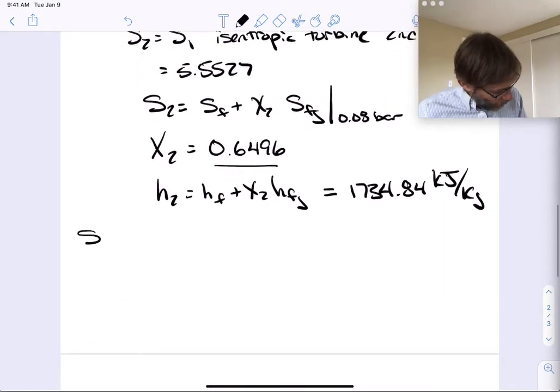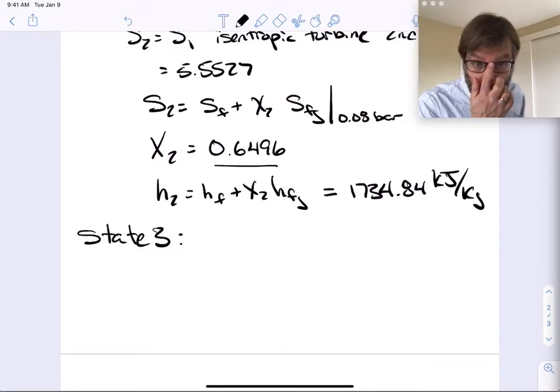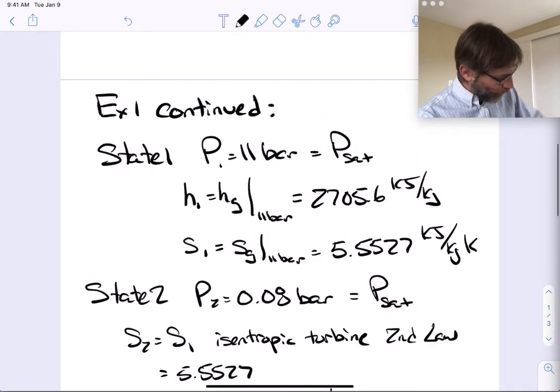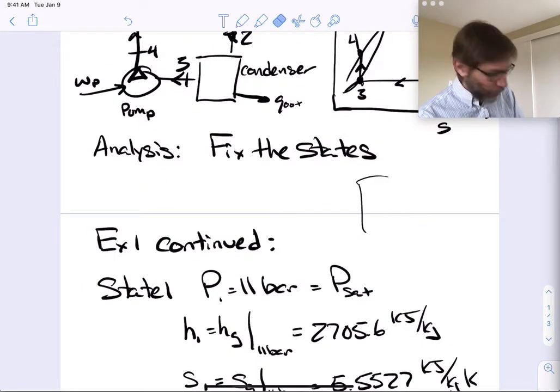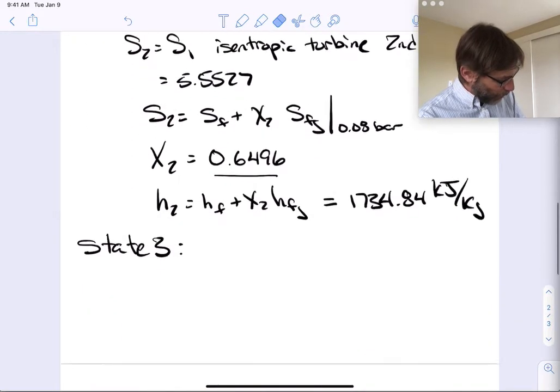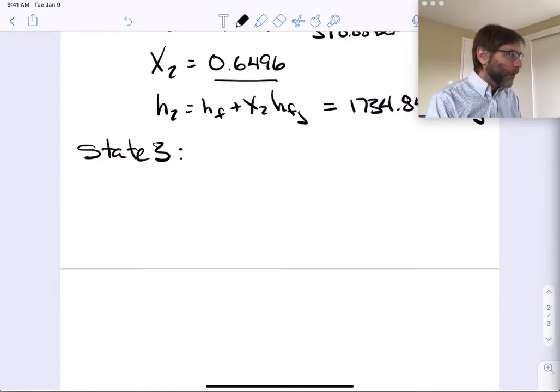So state 3, sometimes it's useful to make a table. You can make a table, and that's really helpful when I'm actually creating an exam or homework. You could just make a table up here for fixing the states, but I'm not doing that. But you could do that. It makes things look a little more organized if you like to be organized.